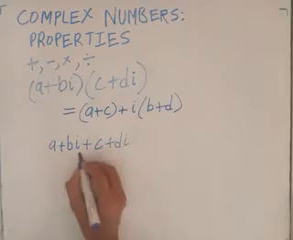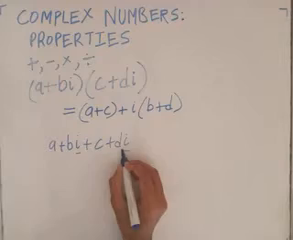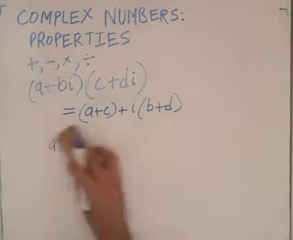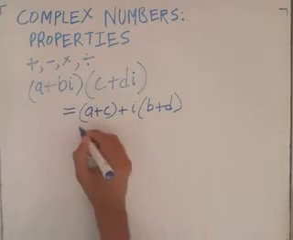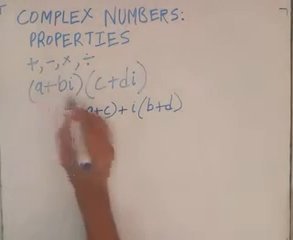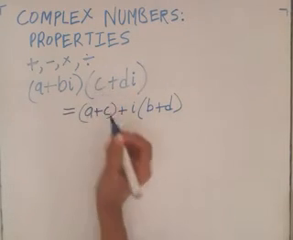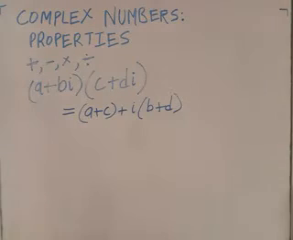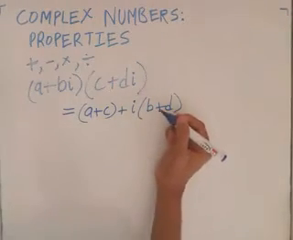And then since i is common here, we can separate out the i and write b plus d. And the first part is a plus c. So this is very simple, just like real numbers. So that means if you want to add two complex numbers, you just add their real parts. That becomes the answer's real part. And the sum of the imaginary parts is the imaginary part of the answer. So this is pretty simple.